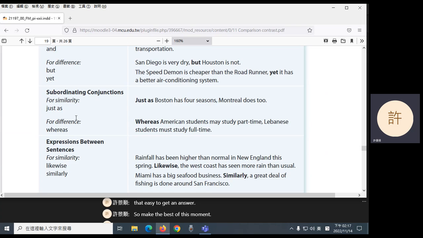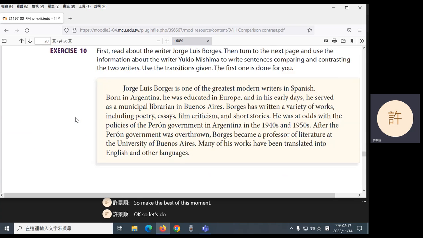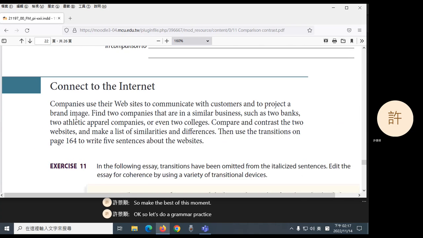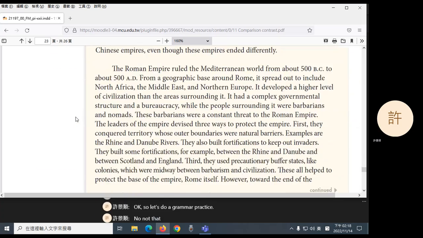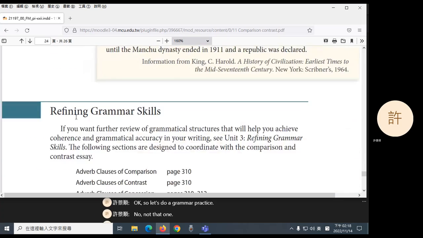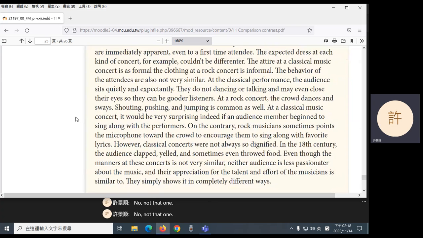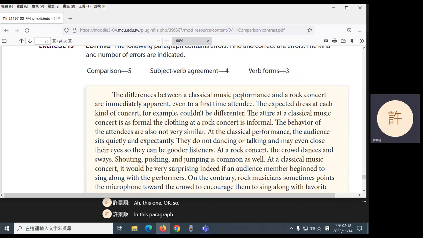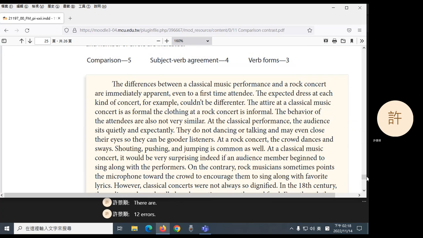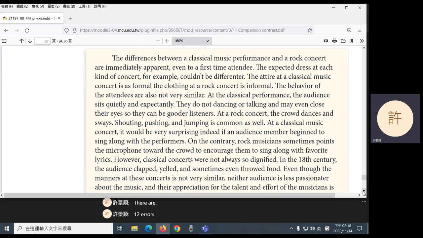Okay, so let's do a grammar practice. Ah, this one. Okay, so in this paragraph, there are 12 errors. See how many you can find.